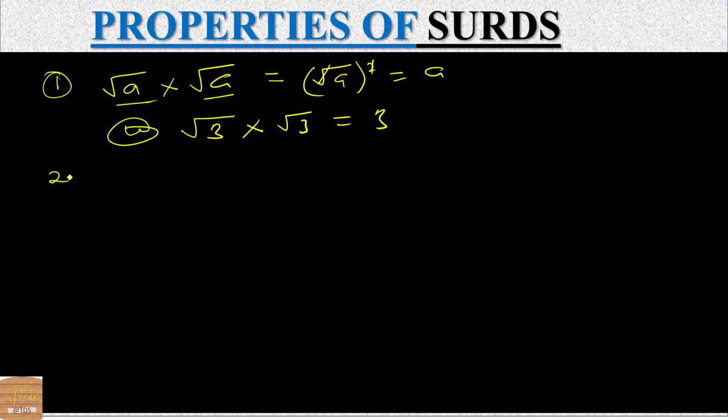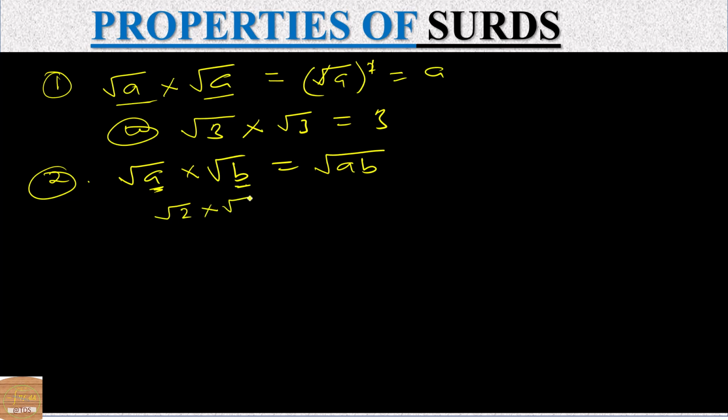Second, root A times root B. So we have different things altogether here. We have A here, B there, so I will just multiply them under the root sign. So we have root AB. Alright. So in case we are given, let's say, root 2 times root 3, we have root of 2 times 3, which is root 6.